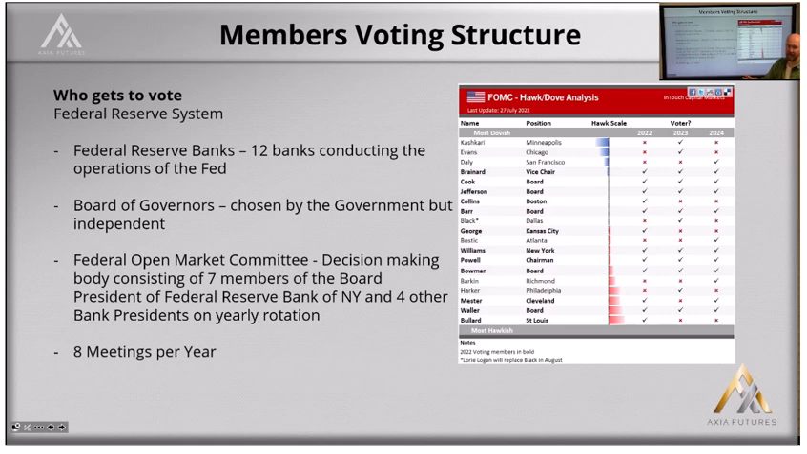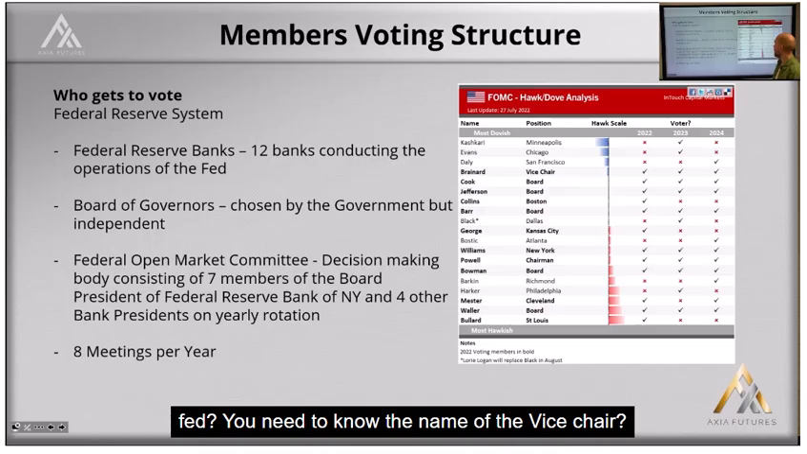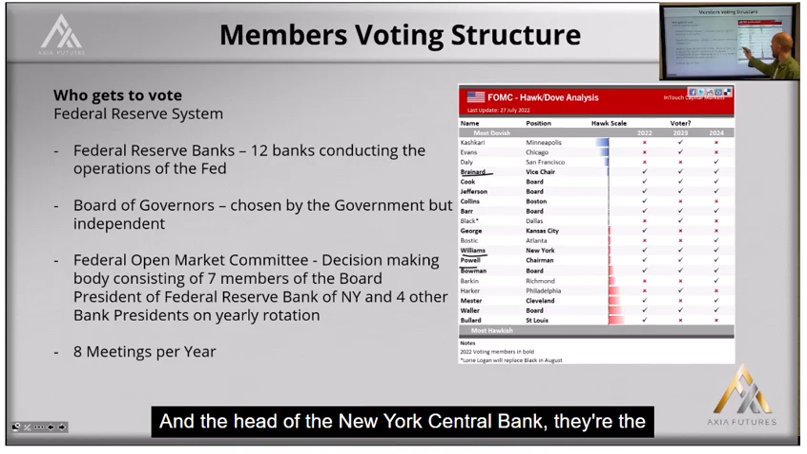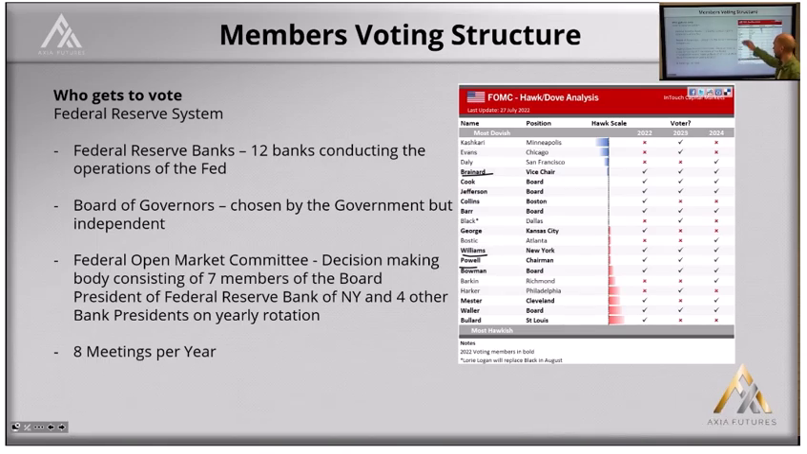It's worth knowing who's voting. In particular, with the Fed, you need to know the name of the vice chair, the chair, and the head of the New York Central Bank. They're the key ones. Apart from that, if you're going to try and memorize anybody else, the rest of the board members.